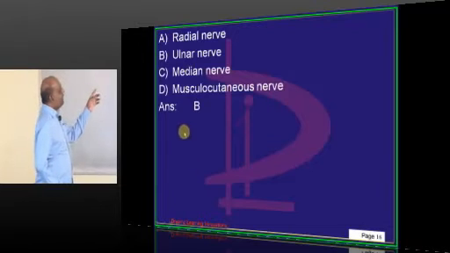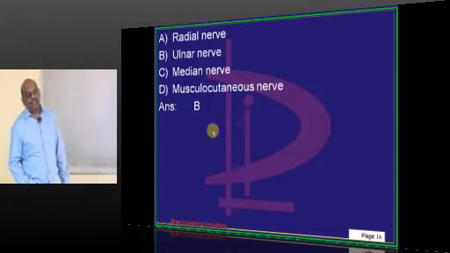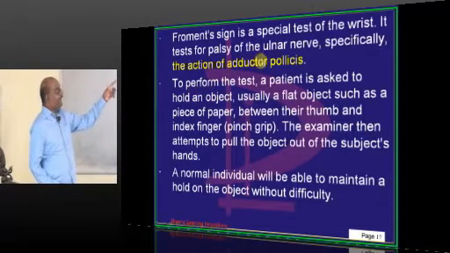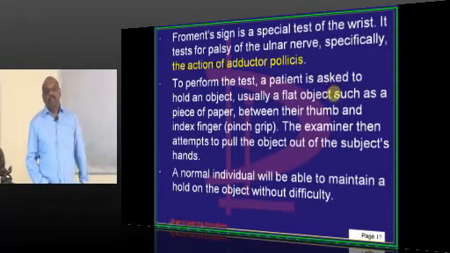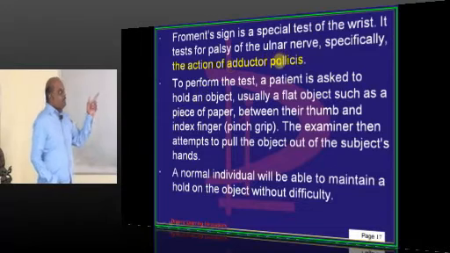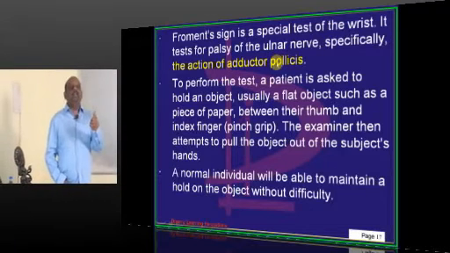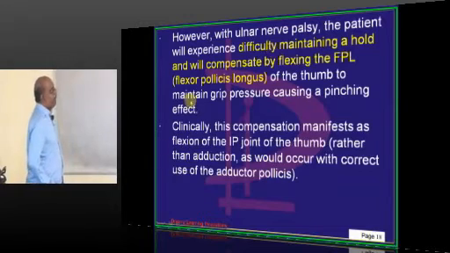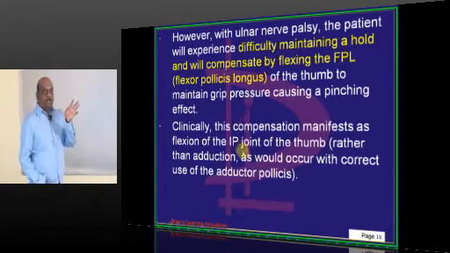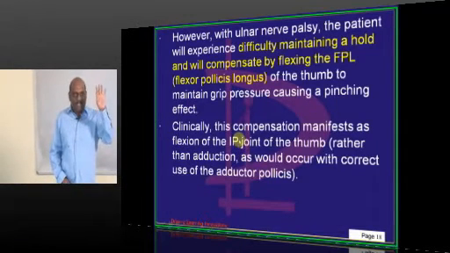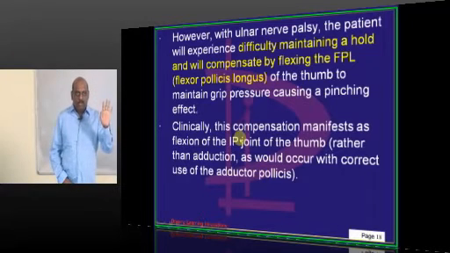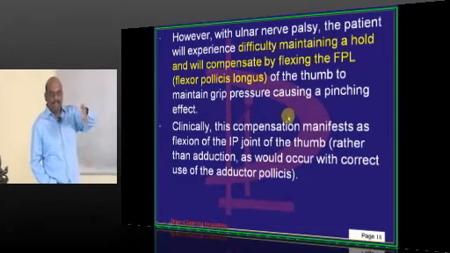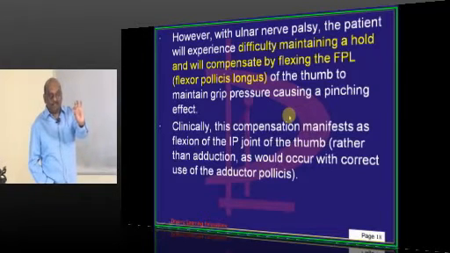So doctor, it is basically the Froment sign which is being examined in the ulnar nerve, where you are looking for the action of the adductor pollicis. Typically the adductor pollicis is very weak whenever the ulnar nerve is paralyzed, is what you need to remember. And whenever you put the adductor pollicis into challenge and it is weak, who will compensate? Flexor pollicis longus will compensate for the missing action of the adductor pollicis.